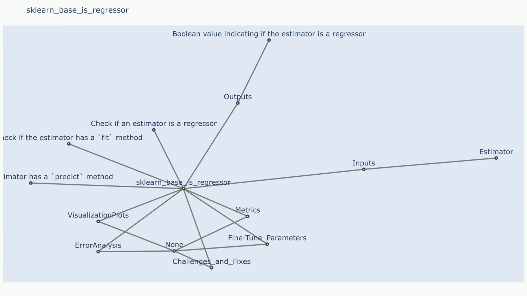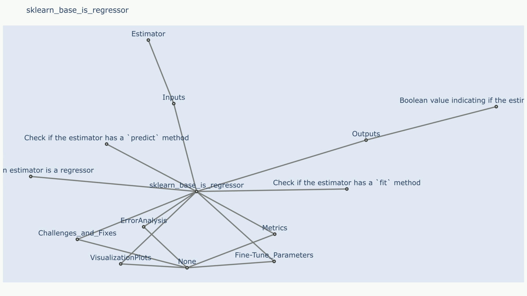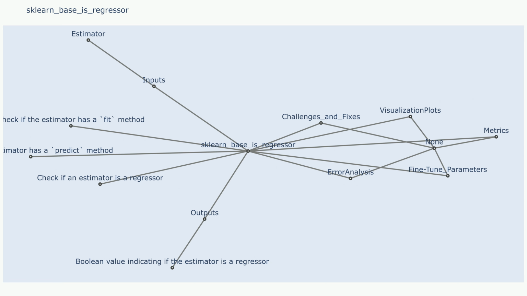Challenges and fixes. Challenge 1: misusing the method. Attempting to use is_regressor to determine the suitability of a model for a particular task could lead to erroneous conclusions. For instance, a model classified as a regressor might not be appropriate for a specific regression problem due to its limitations or hyperparameter settings. Sample use case that resulted in challenge 1: assuming that a model identified as a regressor is always suitable for a regression problem without considering its specific characteristics or performance on the data.